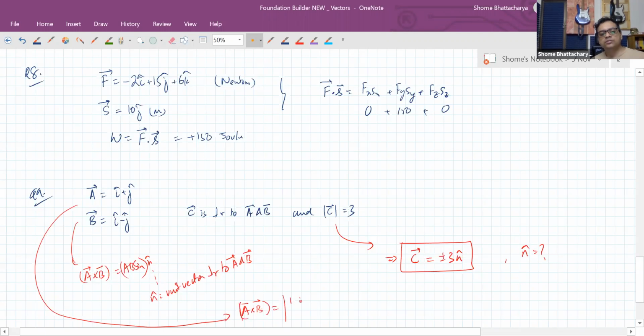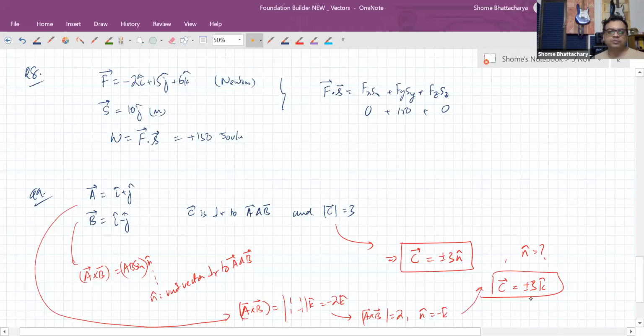So that you can see is 1 1 1 minus 1 k cap. So it is minus 2 k cap. Okay. So that means A cross B has a magnitude of 2 and its direction is minus k cap. That means C could be plus or minus 3 k cap. Could be plus 3 k cap or minus 3 k cap, both of them.